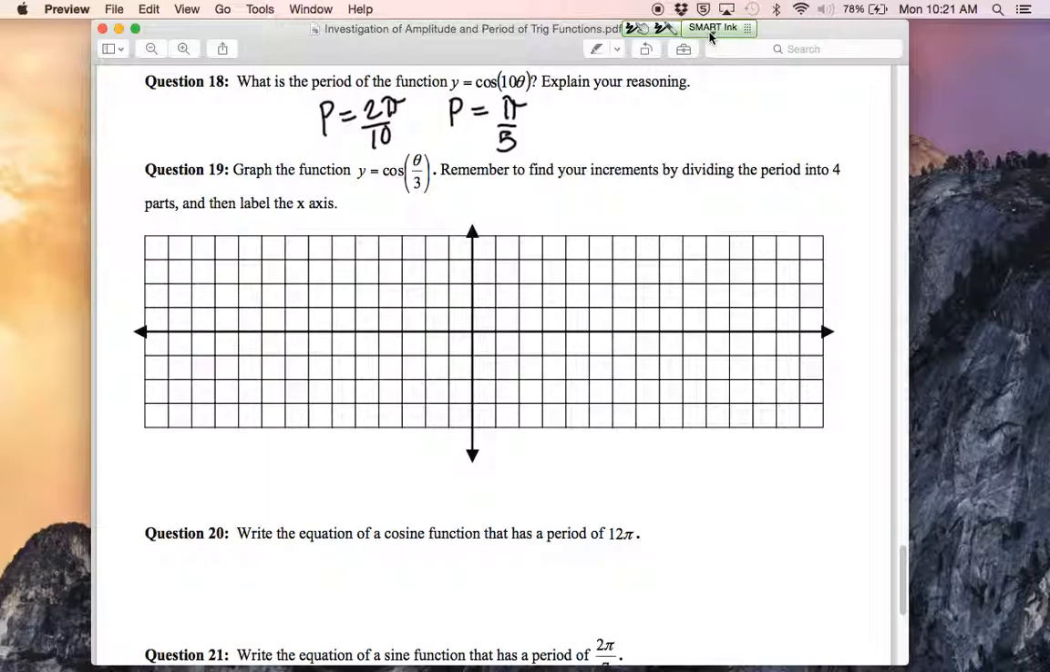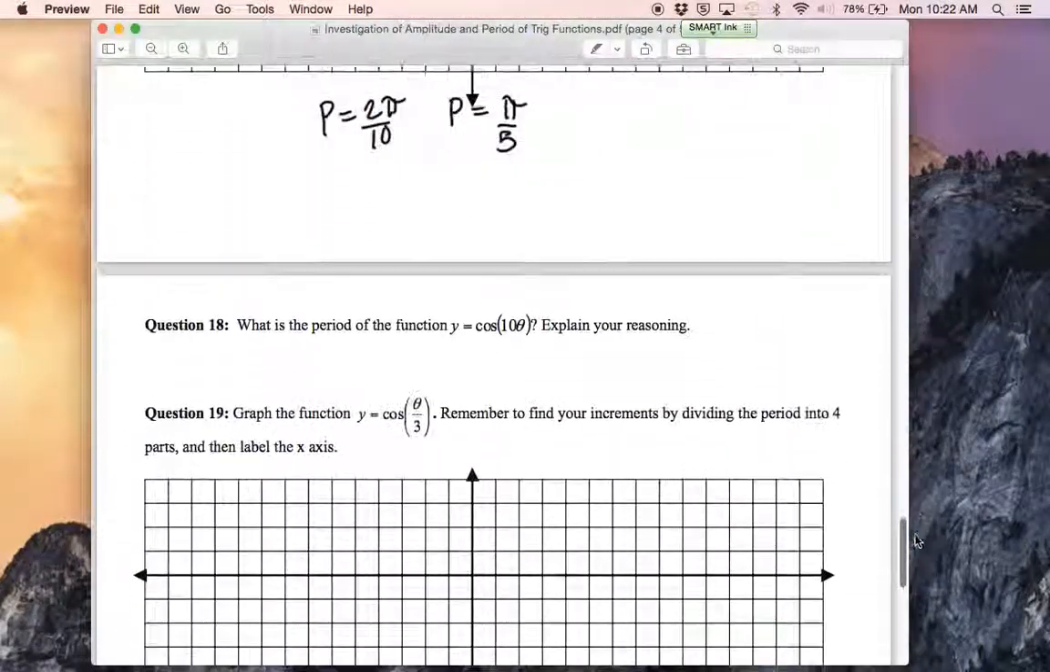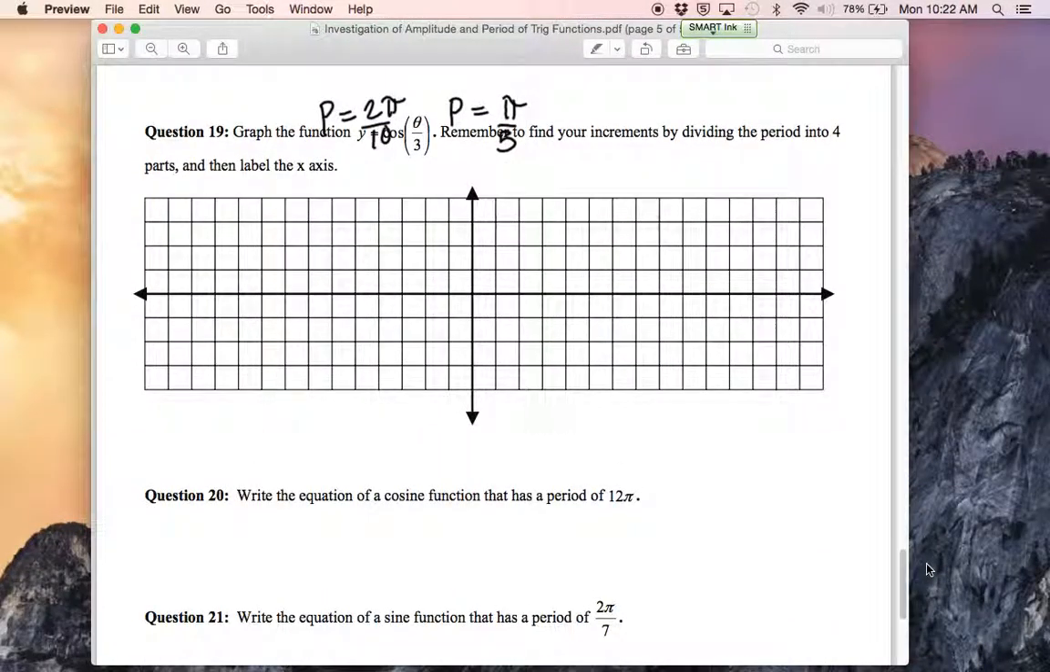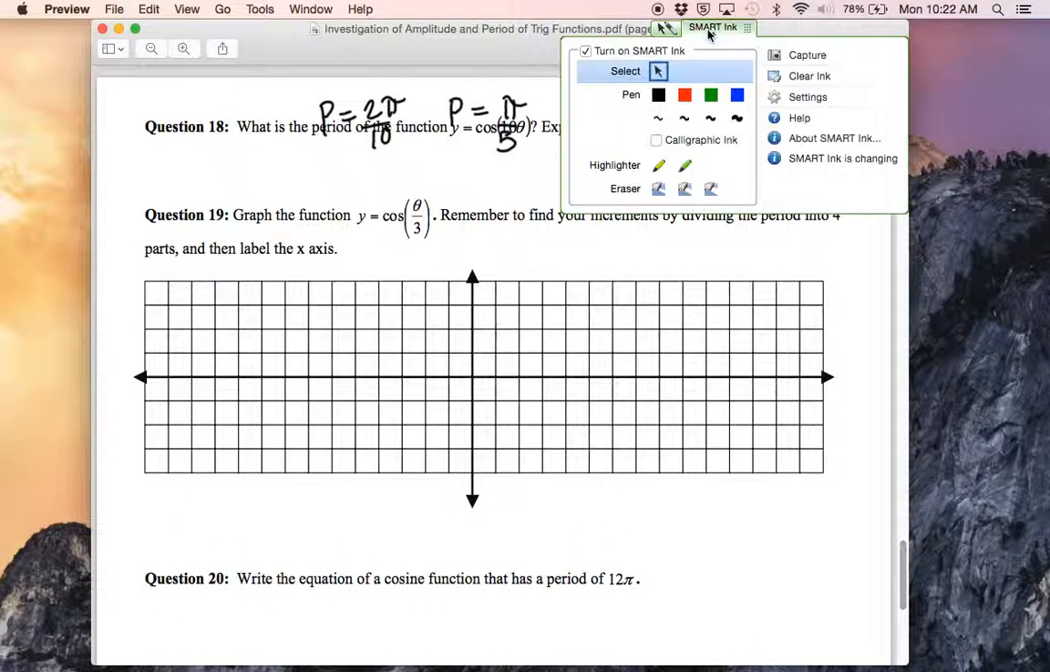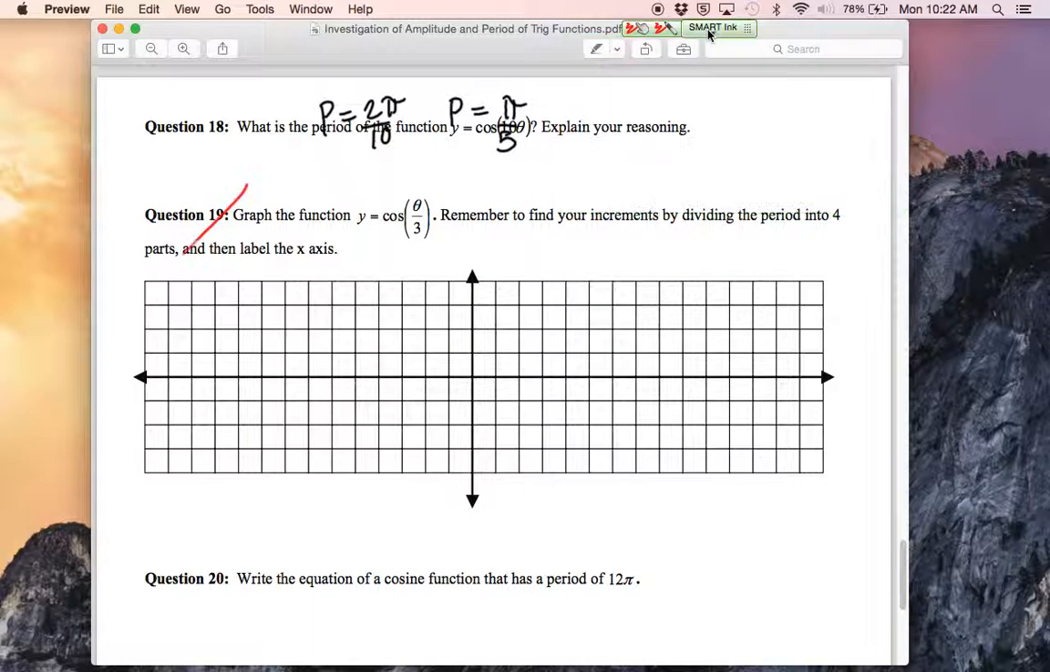Graph the function y equals cosine theta over 3. And do we just do this one? Yes. Okay, skip number 19. Skip. It's the same as the one above.